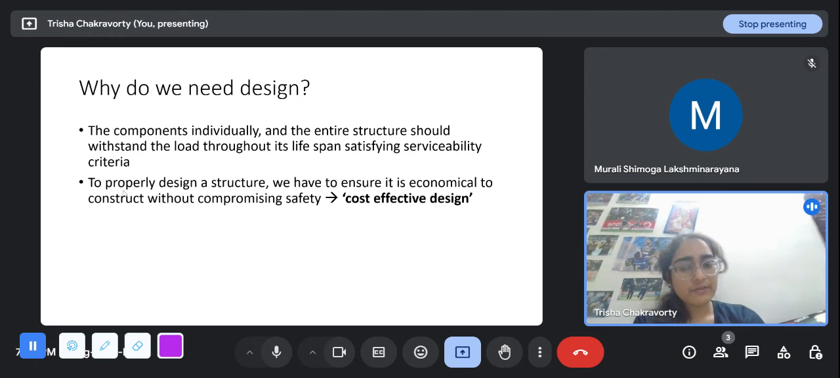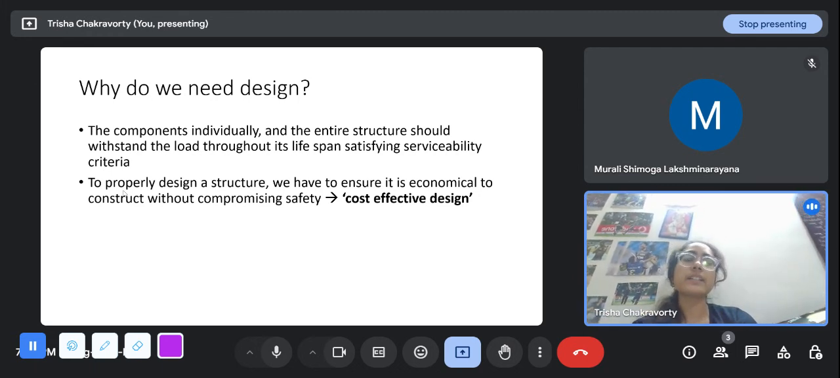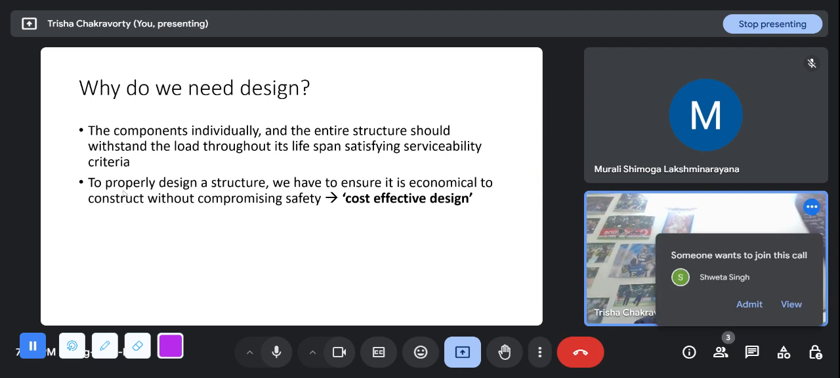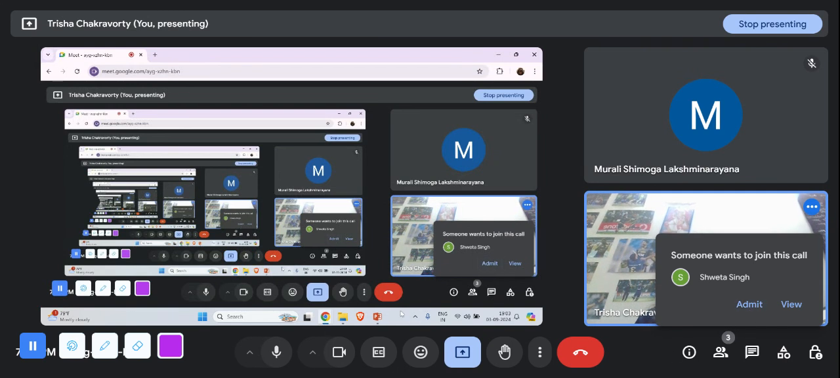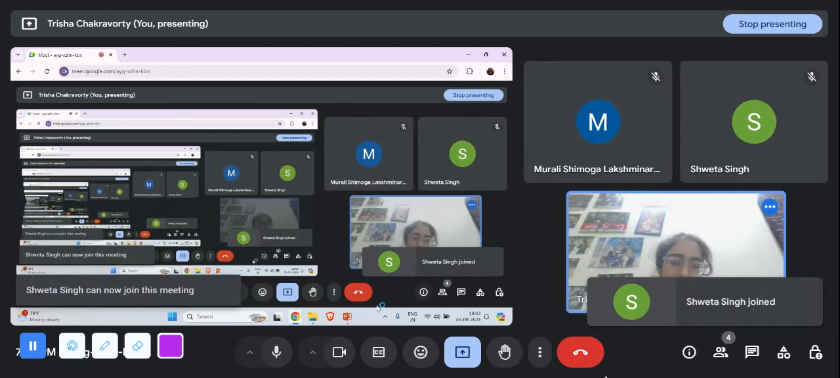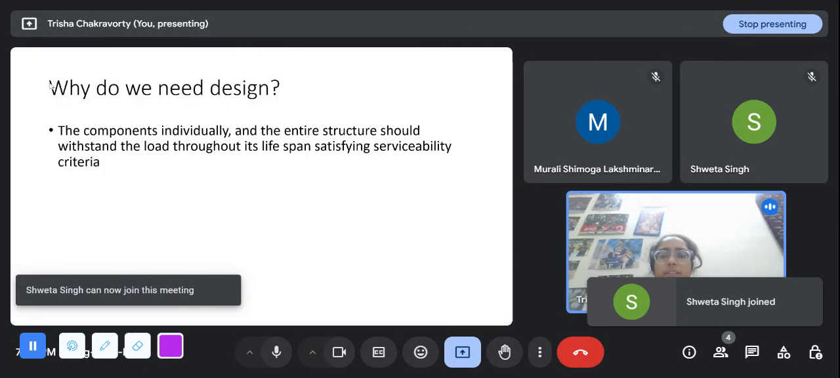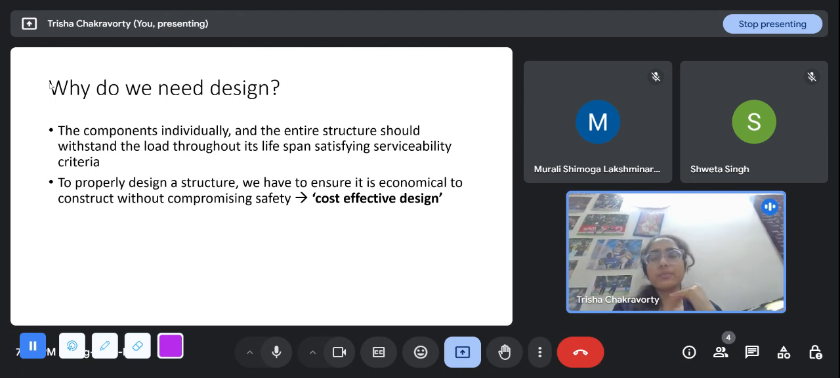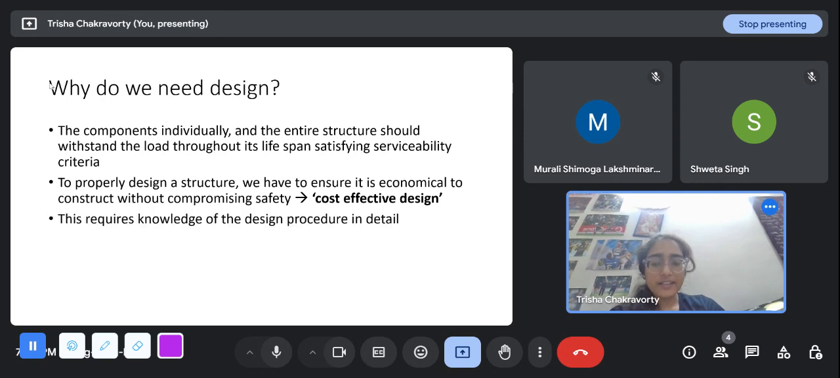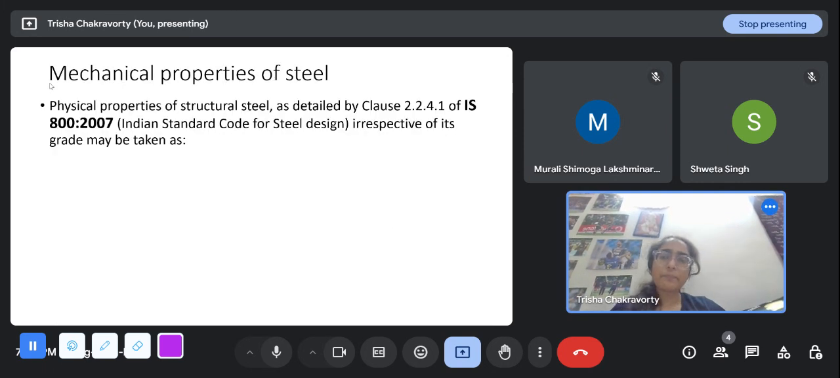We cannot compromise the safety, but we cannot keep on making it safer and safer, like using extremely high grade steel material, or increasing dimensions extremely to make it very safe, but then it would also become uneconomical. So there has to be a balance, and once we manage to strike it, that is what is called cost effective design, and this requires the knowledge of the design procedure in detail.